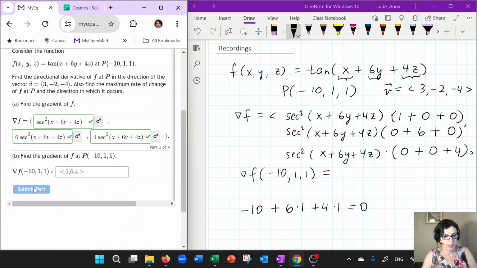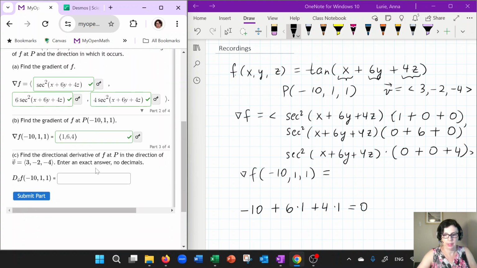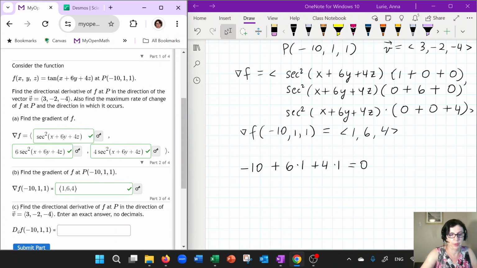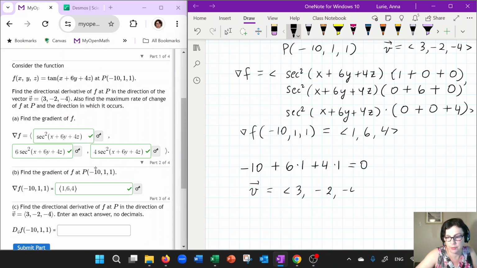Okay. All right, so that's the gradient. It's 1, 6, and 4. Now they want the directional derivative. So in order for us to compute that, we have to look at which direction they're talking about. So the direction vector here is 3, negative 2, negative 4. And we need to compute the dot product of the direction vector and the gradient vector right here. And this is the direction.